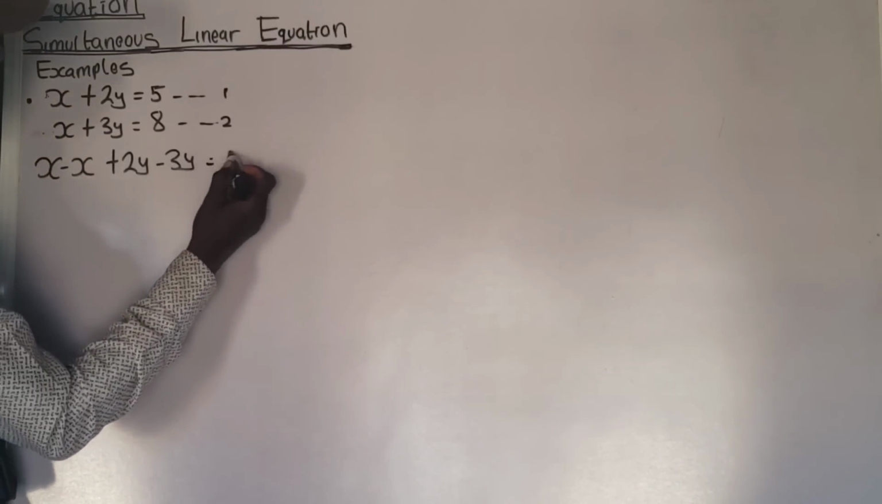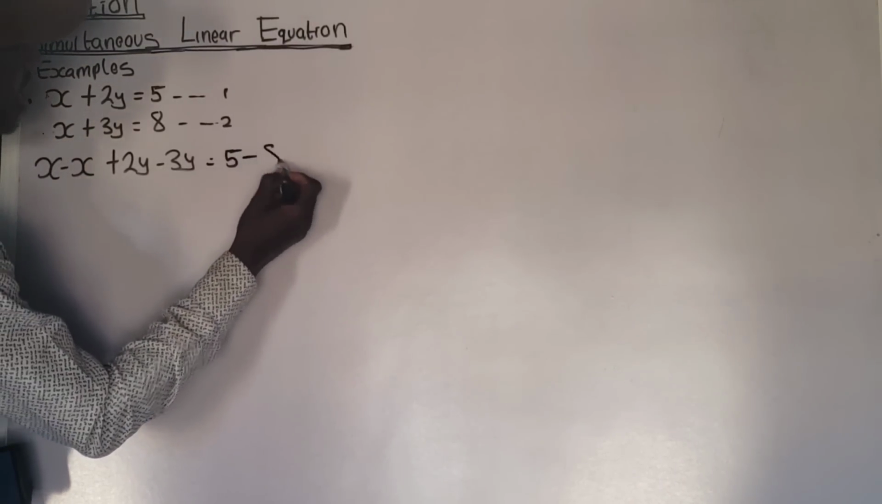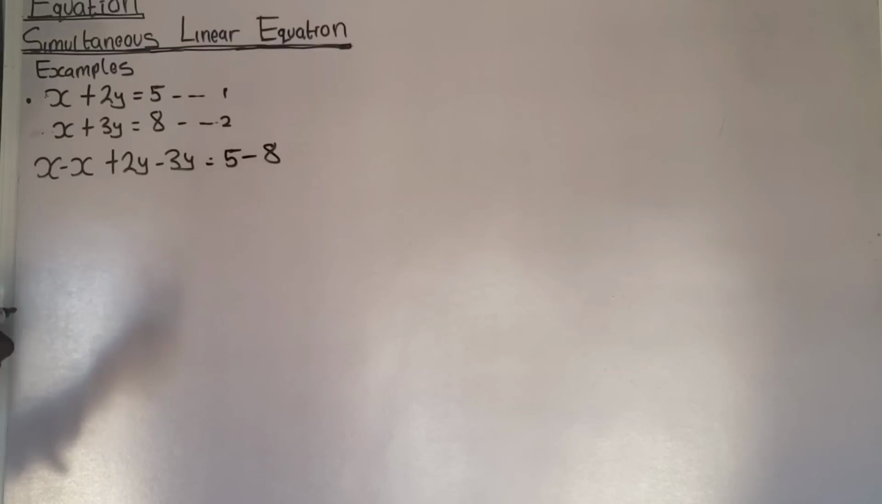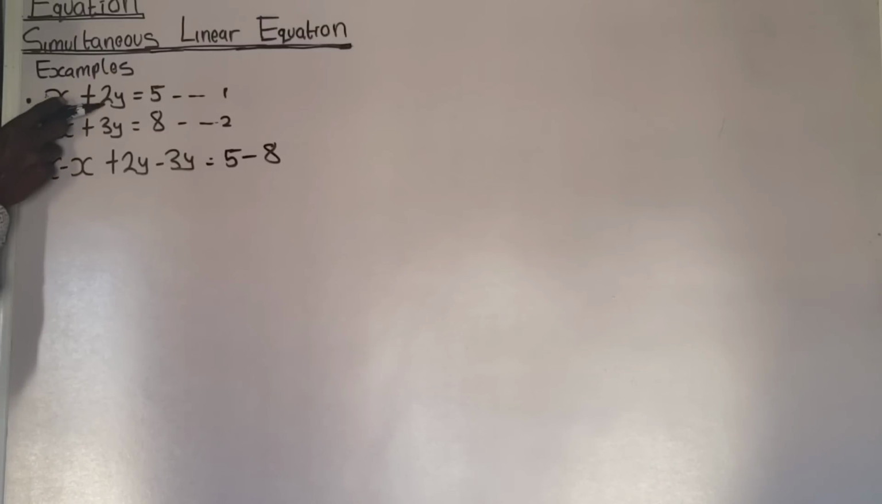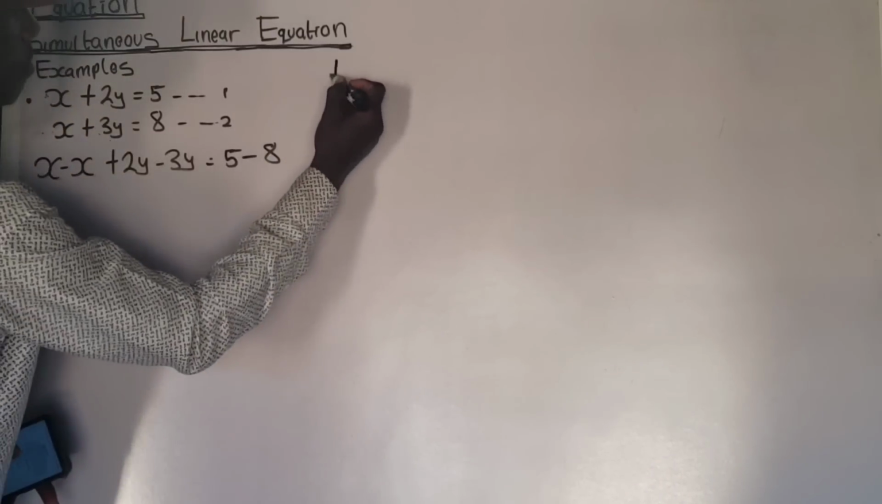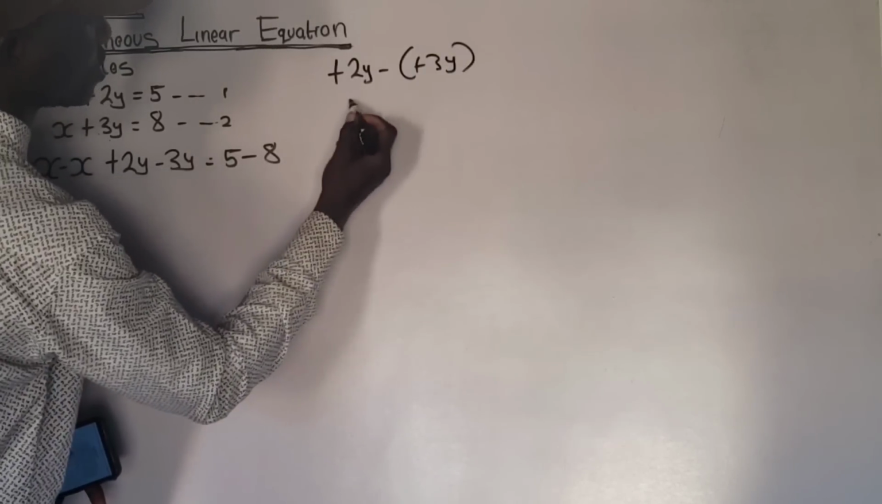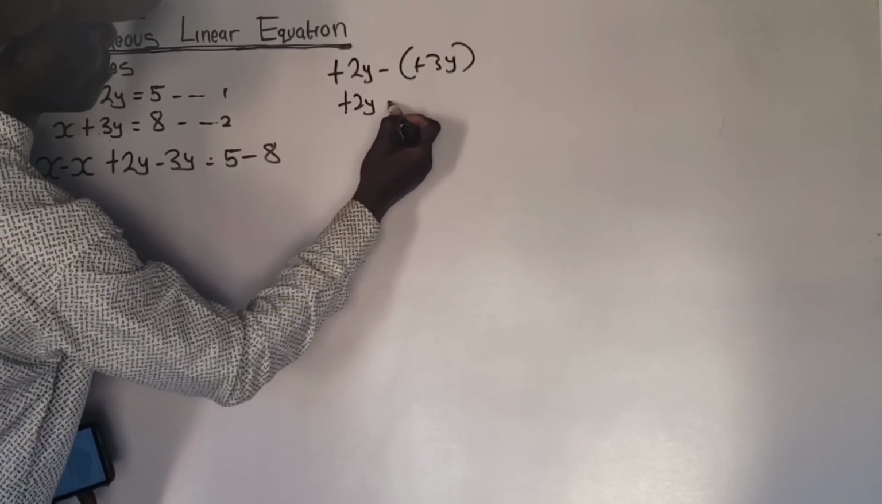Is equals to 5 minus 8. Do you understand? Please, if you don't understand, reverse the video and watch it again. X minus x, that is this x minus x, 2 plus 2y minus positive 3y. You see, plus 2y minus positive 3y, I'm still going to have plus 2y minus 3y.